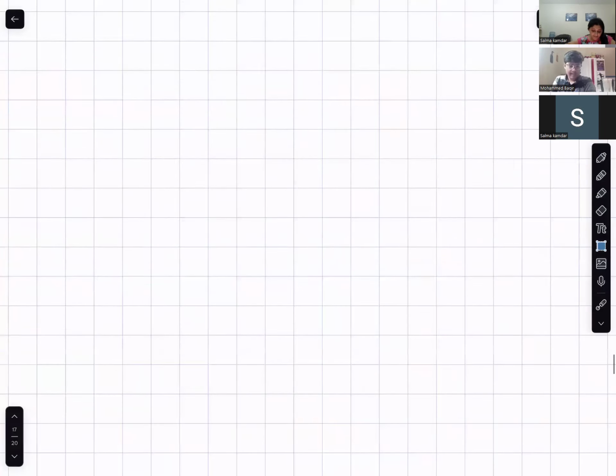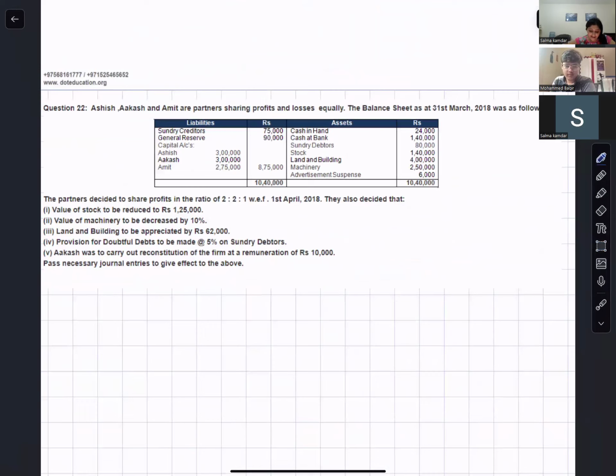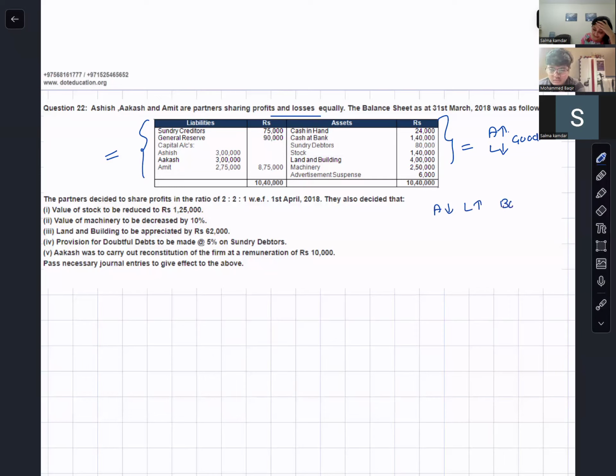So this is the second sum for revaluation of assets and liabilities. Can you please read the question for me? Ashish and Akash are partners sharing profits and losses equally. The balance sheet as at 31st March 2018 is as follows. These are the liabilities and these are the assets. If assets increase and liabilities decrease, it's a good thing. If assets decrease and liabilities increase, it's a bad thing.